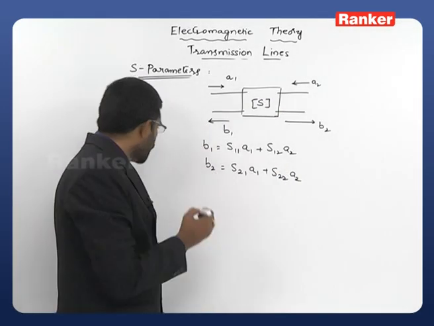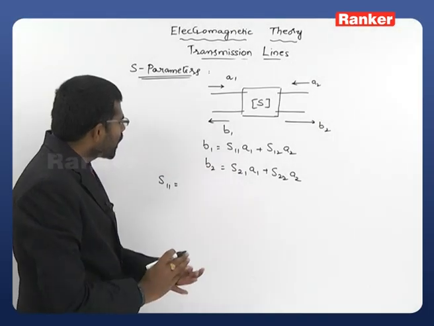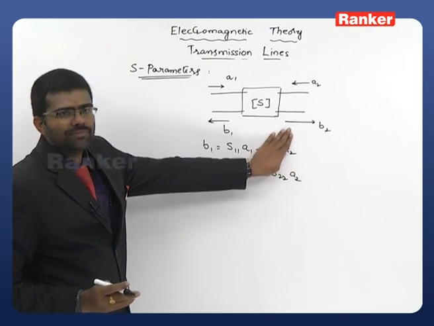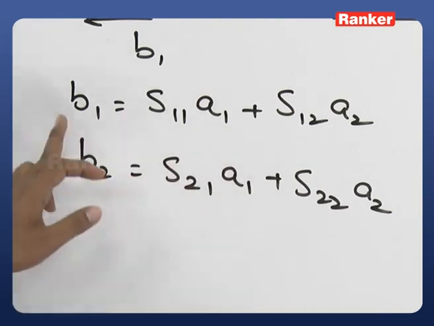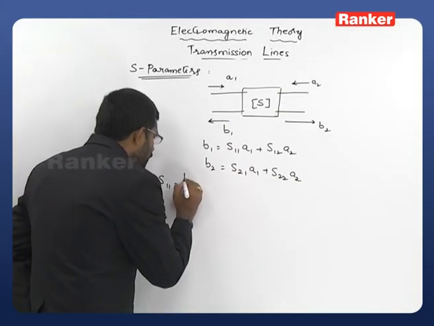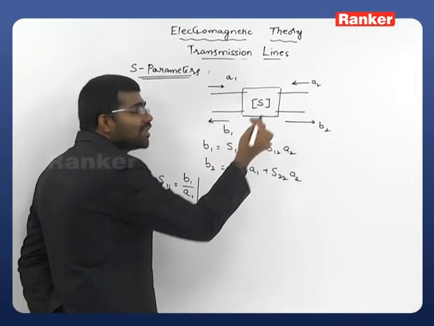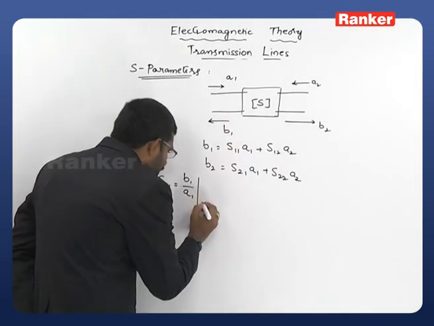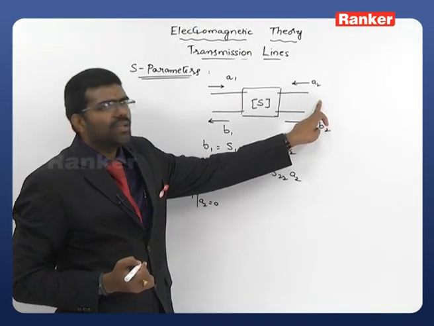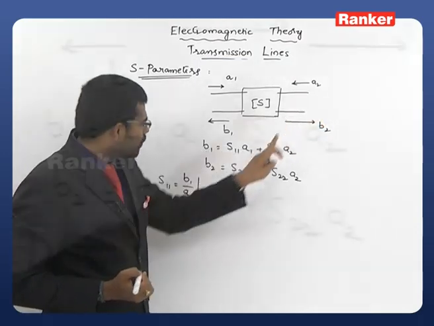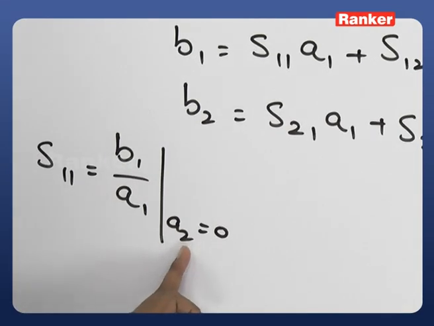Now start with S11. Now what is S11? S11 is equals to, for S11 just you close this one, then you can observe it is B1 by A1. Simply it is a ratio of B1 to the A1. So S11 is equals to B1 by A1. If you are closing, it means you are making this A2 to 0, provided A2 is equals to 0. That we are not applying any input at the second port and we are observing this particular coefficient S11, which is equals to B1 by A1 at A2 is equals to 0.